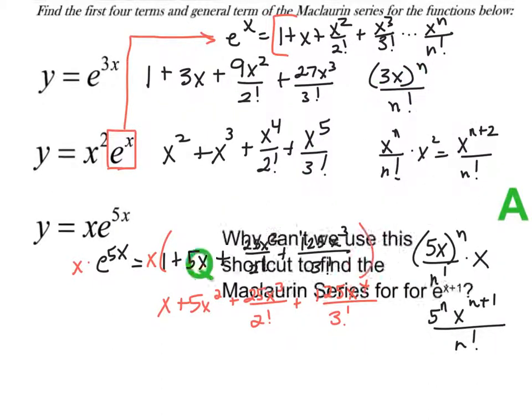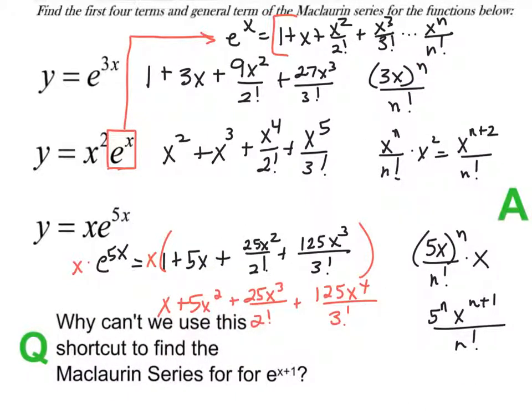Now, I had 2 questions here. First of all, why can't we use this shortcut to find the Maclaurin series for e to the x plus 1? Now, I want you to think about this for just a second. Imagine it's e to the x. Imagine for a second that we went up here and every place we had an x, we just made it x plus 1. 1 plus x plus 1 plus x plus 1 squared over 2 factorial plus x plus 1 cubed over 3 factorial and so on. So it would be x plus 1 to the n over n factorial. And you can do that. That is a substitution you can absolutely make.